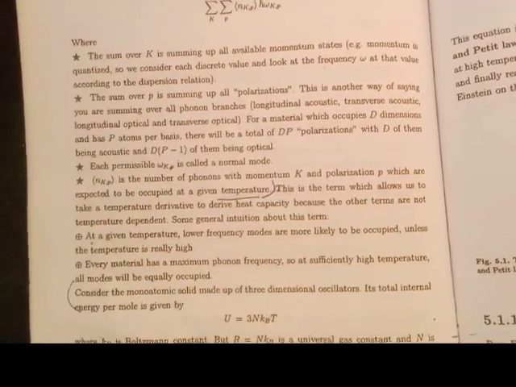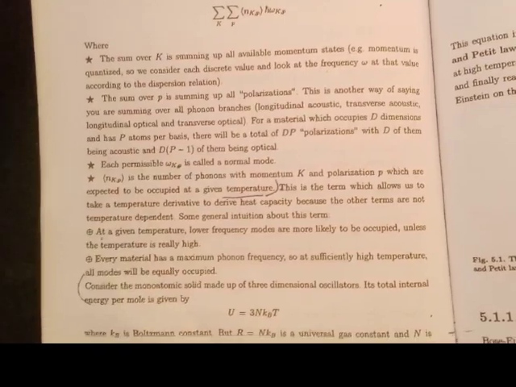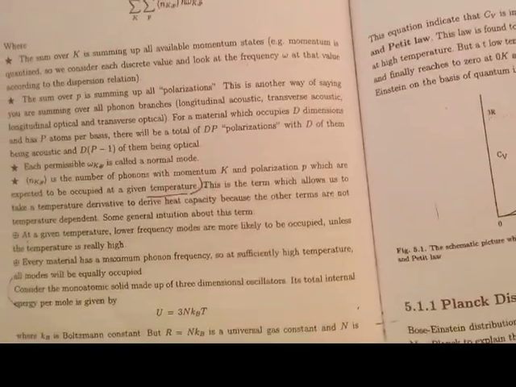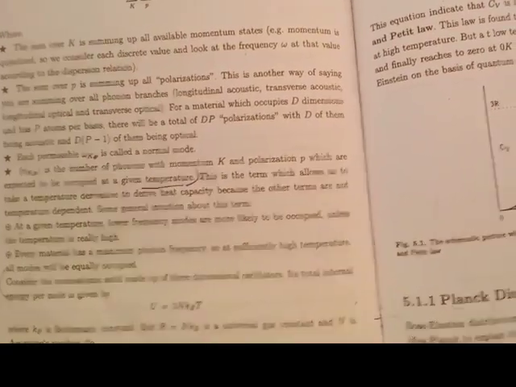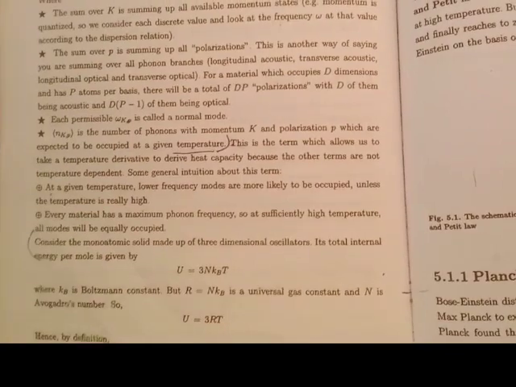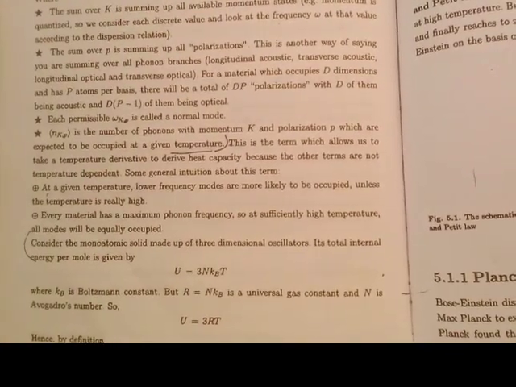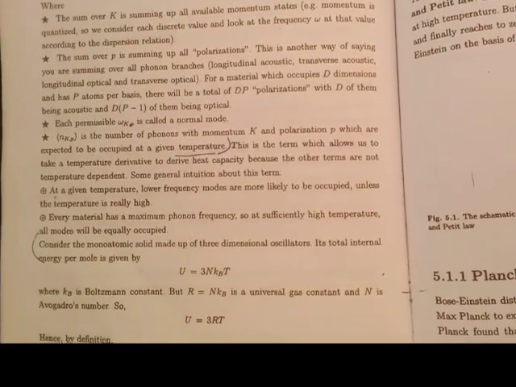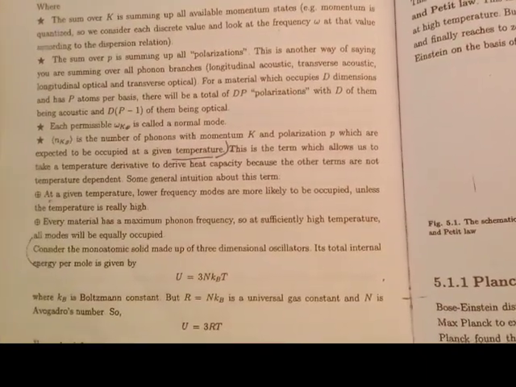A permissible omega_kp is called a normal mode. n_kp is the number of phonons with momentum k and polarization p which are expected to be occupied at a given temperature. This is the term which allows us to take a temperature derivative to derive heat capacity, because the other terms are not temperature dependent.